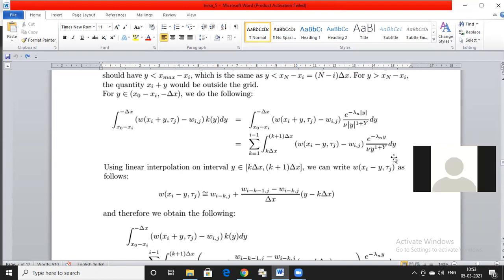Yes, sir. So this is nothing sophisticated. This is just high school calculus, but we are using it to make the thing look more compact.